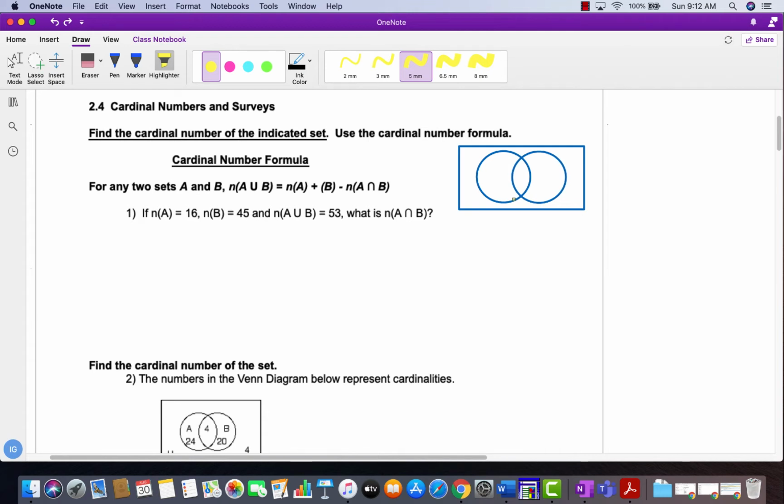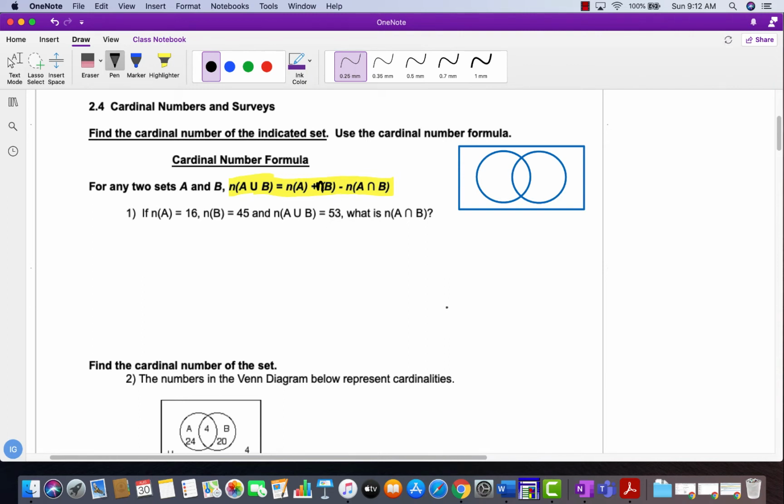It's asking you to use the formula. So here's the formula. The formula is, for any two sets A and B, the number of elements of the union of A and B is equal to the number of elements of A plus the number of elements of B minus the number of elements of the intersection of A and B. Now notice here, I'm missing an N right here. That looks ugly, but it's N parentheses B, okay?